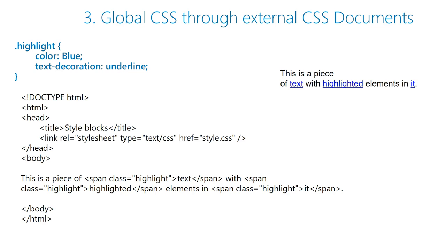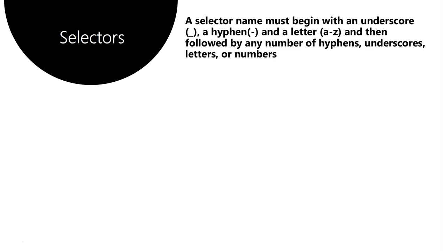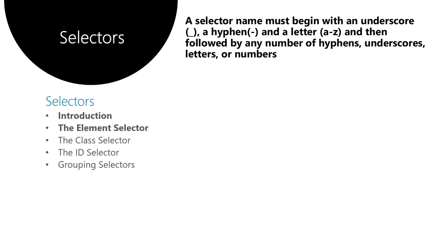You can have only one style sheet, or you can increase your style sheets as your website grows. So you can have one or two more style sheets, depending on the size of your project. A selector name must begin with an underscore, a hyphen or a letter, followed by any number of letters, digits or hyphens.